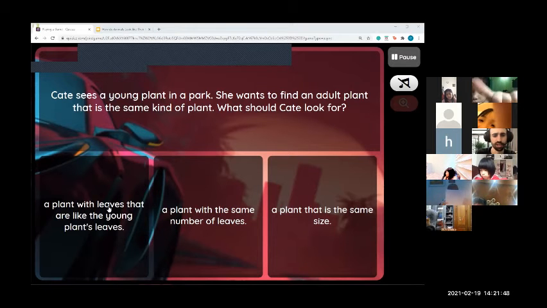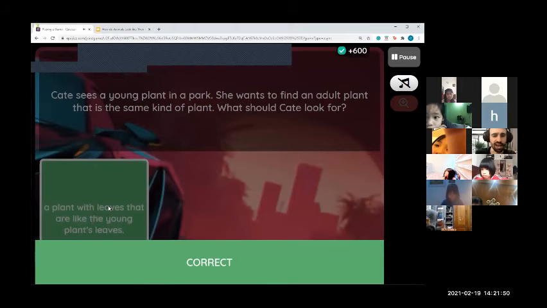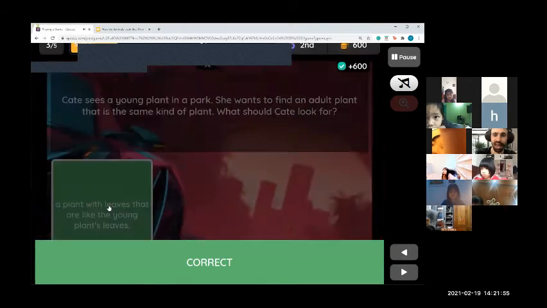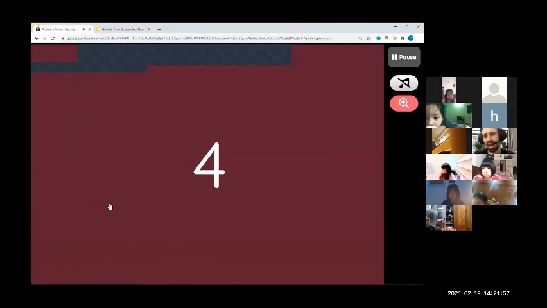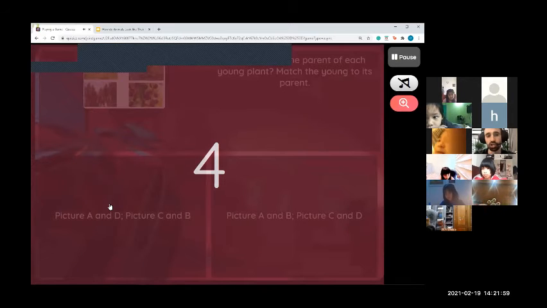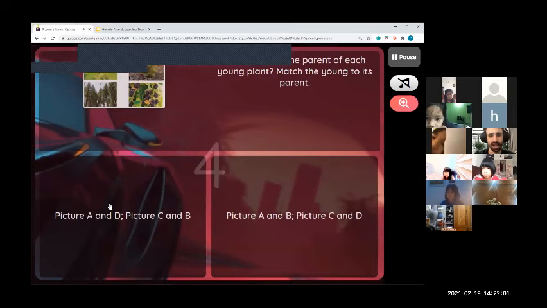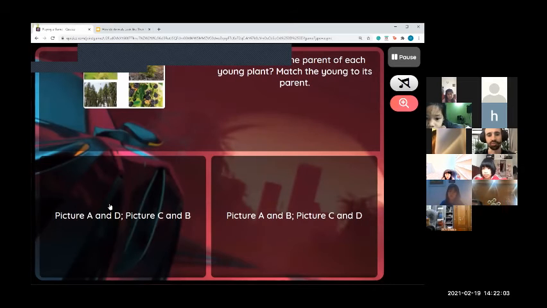So boom. And we got it correct. It took a little bit of work, but we got it correct. I'm glad we got that one correct and did not get that one wrong. Now, this one I bet was pretty hard just because it was hard to match them and understand how it was asked. So we have to match picture A and D and C and B.